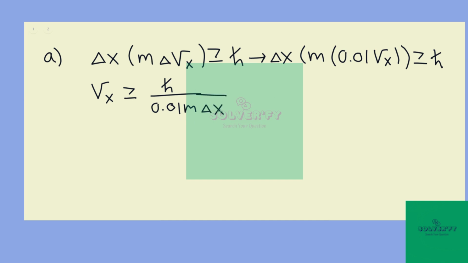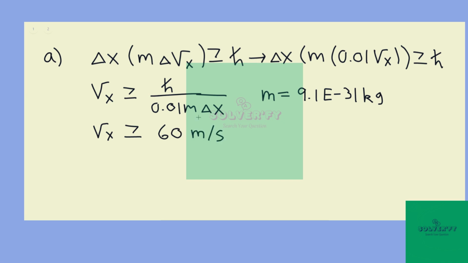So we can take the mass of an electron, which is 9.1 times 10 to the negative 31 kilograms. Plug that in with the uncertainty in x and h bar, and we will get a numerical result. The magnitude has to be greater than or equal to a value of about 60 meters per second. Cool.